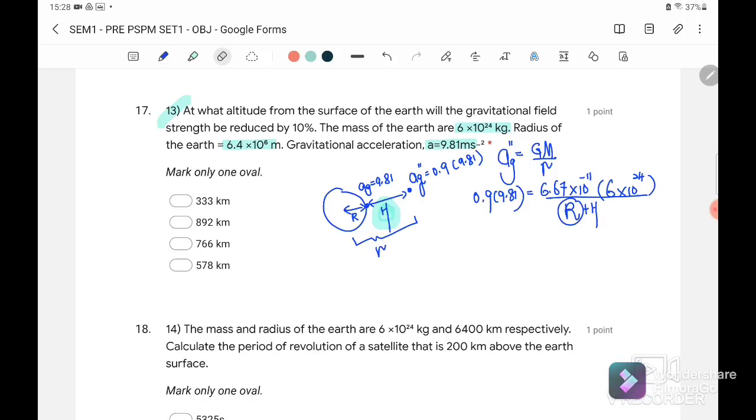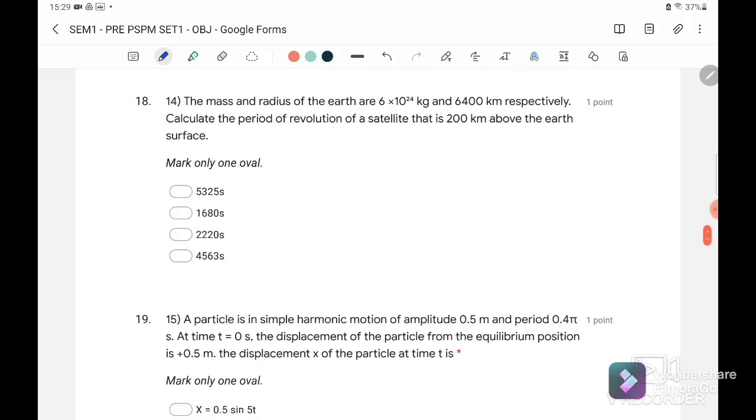So we must substitute 6.4, 6.4 exponent positive 6. And remember, square. Okay, remember to square. So finally, the altitude is equal to 333 kilometers. Answer is A.